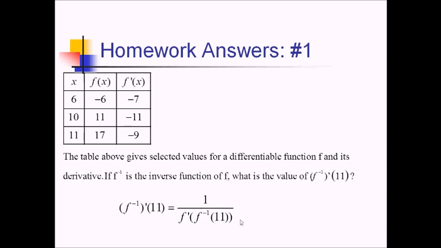So we've got f inverse of 11. That's the x value that gives you an output of 11. So looking in my output column, the f of x column, for 11, I need an input of x equals 10. So this is really 1 over f prime of 10. And then f prime of 10, we just have to look further along in this row to get negative 11. So this then is going to be 1 over negative 11.